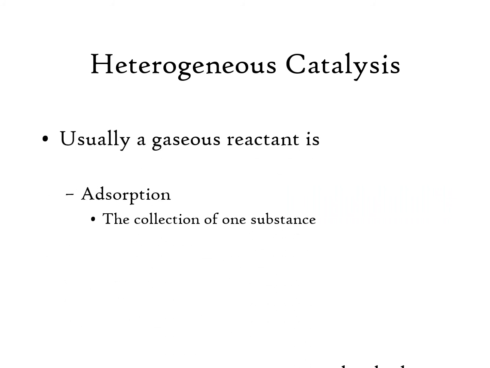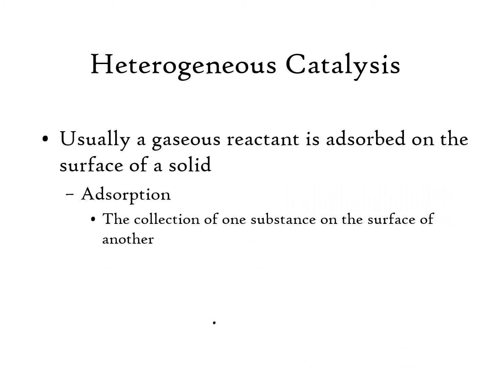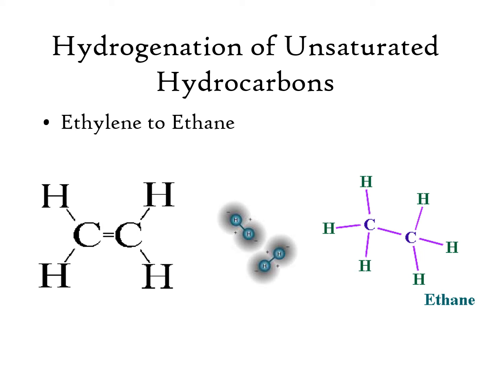A heterogeneous catalysis, what usually happens is you have a gaseous reactant adsorbed, yes, it's adsorbed, on the surface of a solid. I'll show you a diagram in just a second. And then adsorption is the collection of a substance on the surface of another. So one thing they use it for is to change ethylene to ethane.